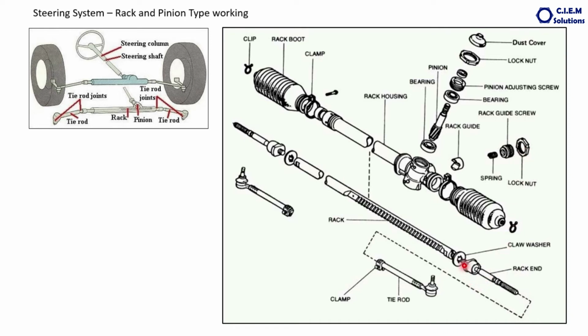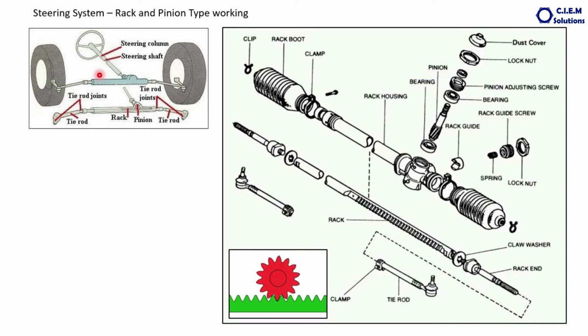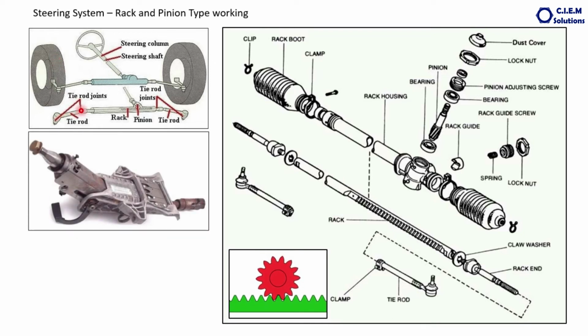So one end has one tie rod. This is the tie rod, and these are the ball joints. This is the tie rod clamp. These are the ball studs. This is how this complete blue mechanism looks. So we have seen earlier also how this rack and pinion works.